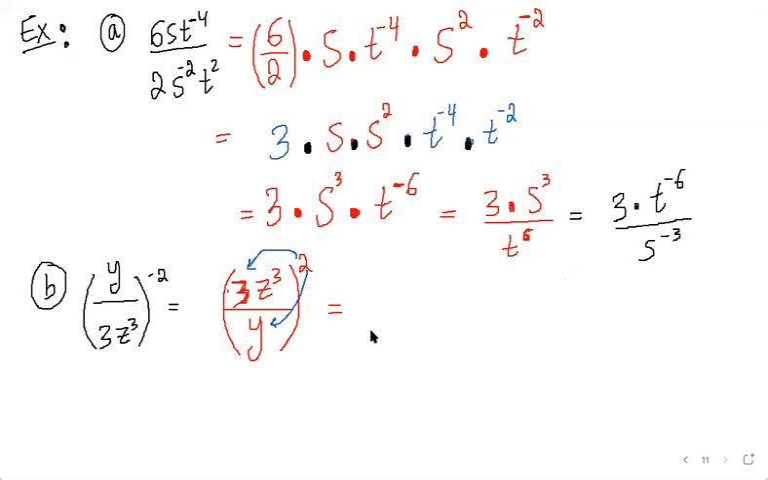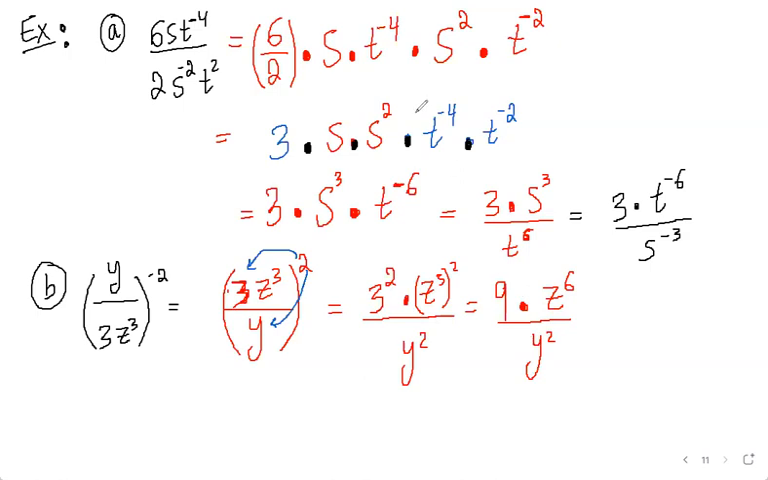So I got 3 to the power 2 times z to the power 3, everything to the 2, over y to the power 2. 3 to the power 2 is 9, times z to the power 2 times 3, which is 6, over y to the power 2. I can simplify this more. So this is equal to 9 times z to the power 6 times y to the power minus 2. This is correct.